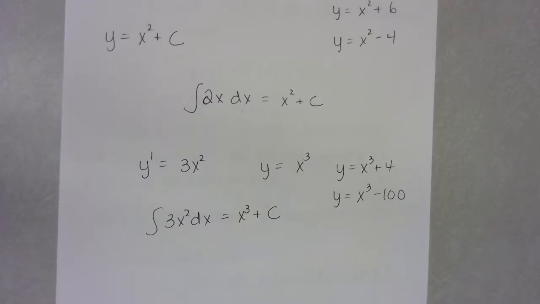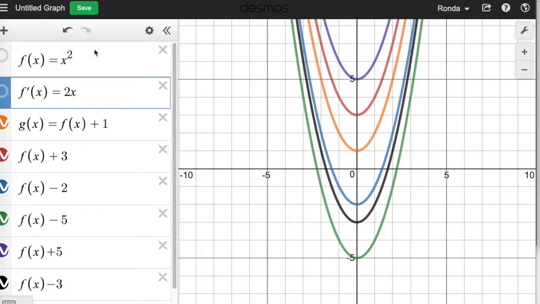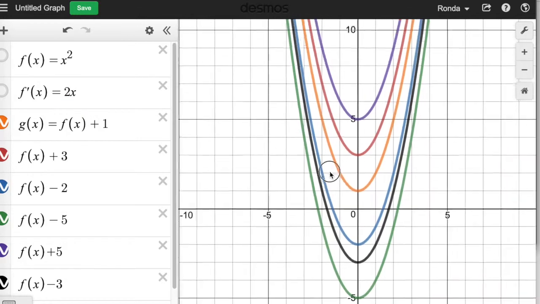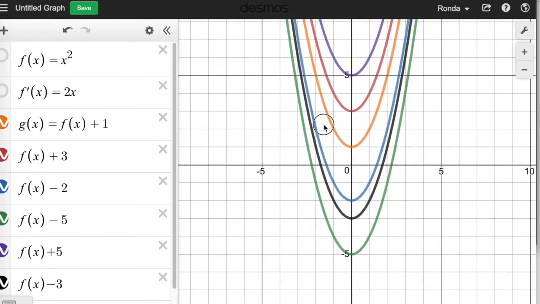So let's just look at some graphs real quick. I just wanted to show you, my f of x is x squared, right? The antiderivative of 2x is x squared technically plus c. And so I'm just graphing a whole bunch of possibilities, right? So unless I have some initial value, I just know that it comes out with a family of functions.